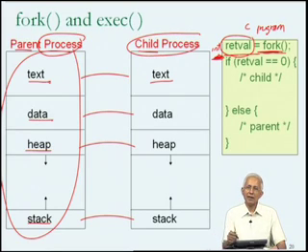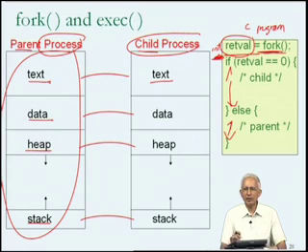Therefore, after return from the system call, if my program is written so that the first thing it does is check retval, the value returned by the fork system call, then I can actually distinguish between the child, which will have a retval of 0, and the parent, which will have a retval which is not 0. And therefore I can cause the parent and the child to start doing different things.